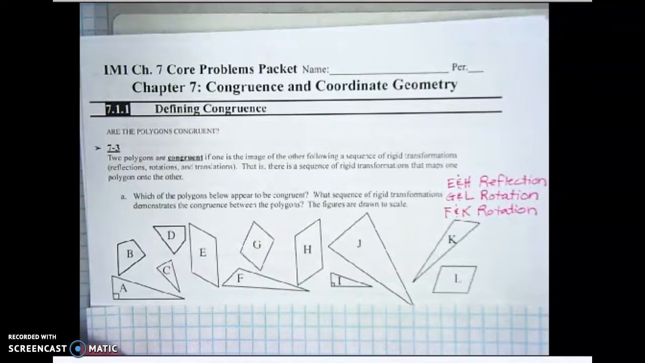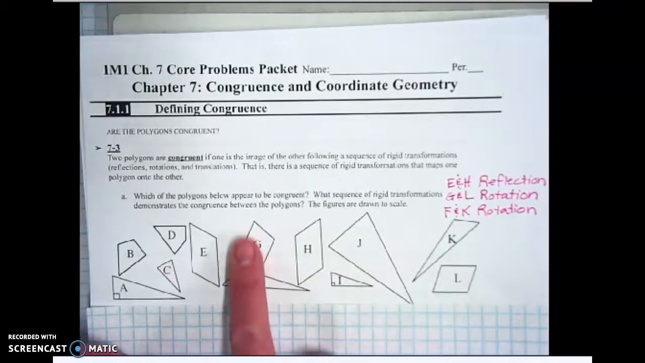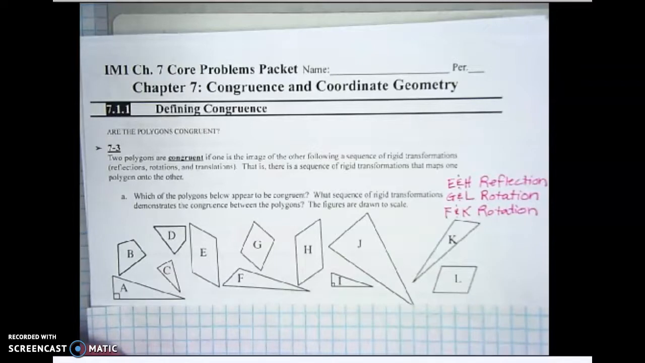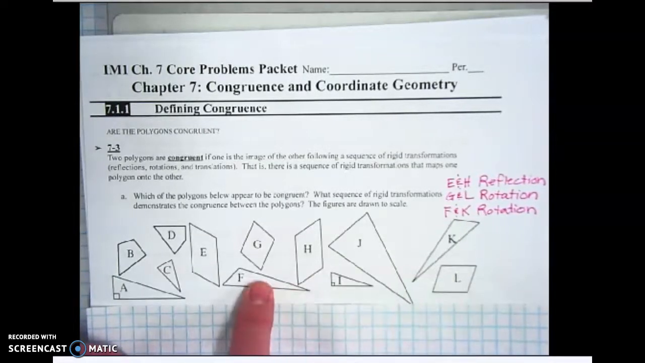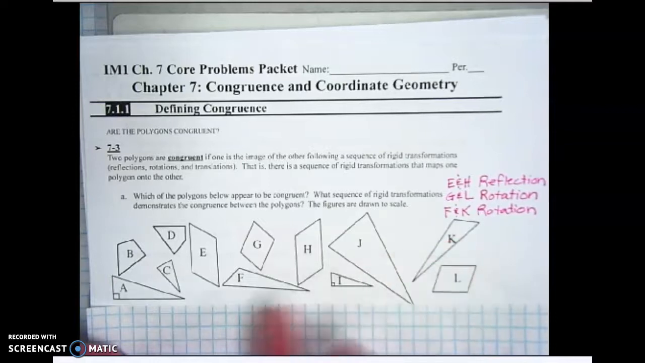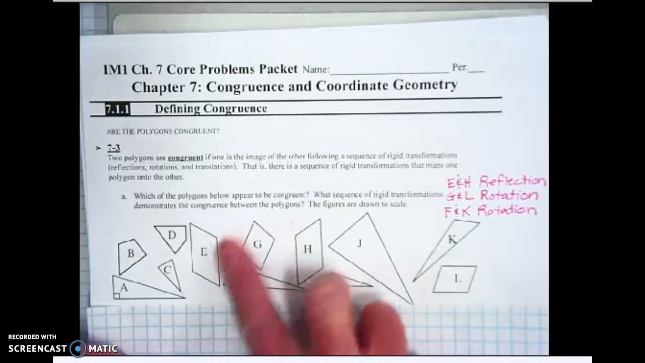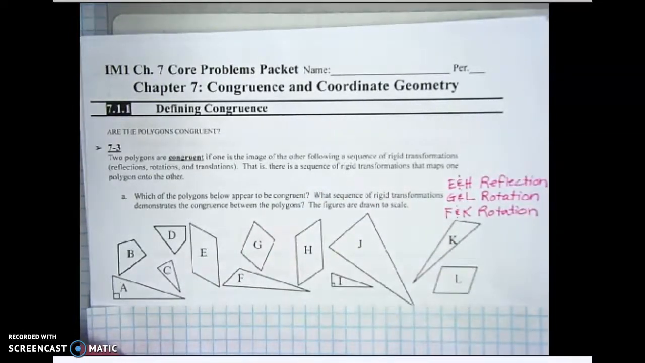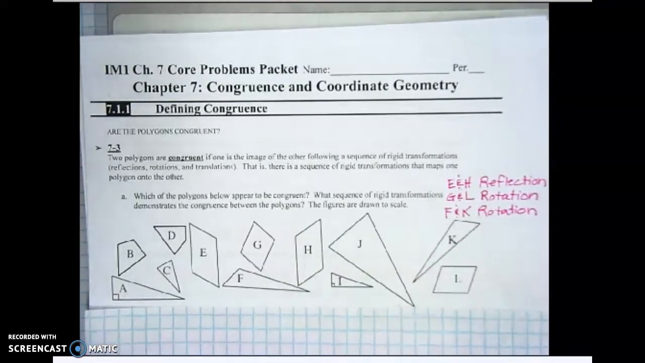Okay, there's also G and L. Here's G, here's L. G, if you take it and rotate it, would make L, right? Then there's F and K. Here's F, here's K. Same thing, it's a rotation. If you turned it, F would map onto K, right? Try and figure out a few more. Write them down over here on the side.